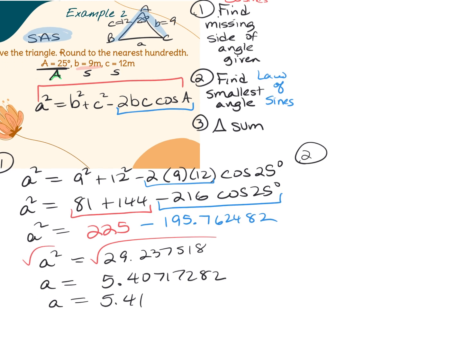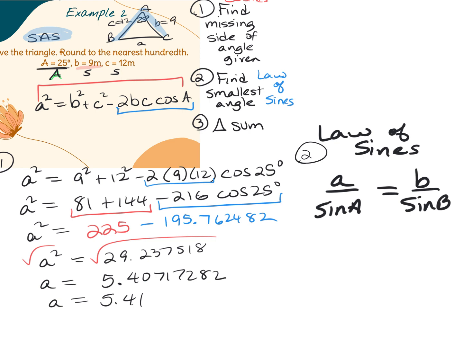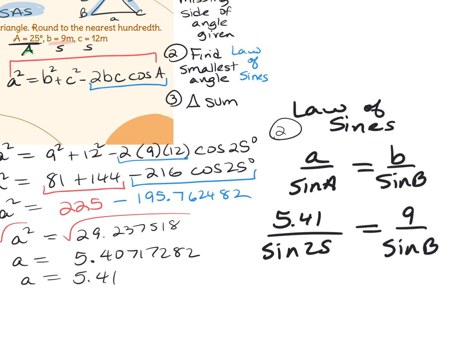So I'm going to go ahead and set up my law of sines, and I'm going to look for angle B. I'm going to use my a that I just found and angle A that they gave me from the beginning, and then b over the sine of B. So let's fill it in. I'll use the rounded number, the 5.41, over the sine of 25. And I know side length b is 9, but I don't know angle B.